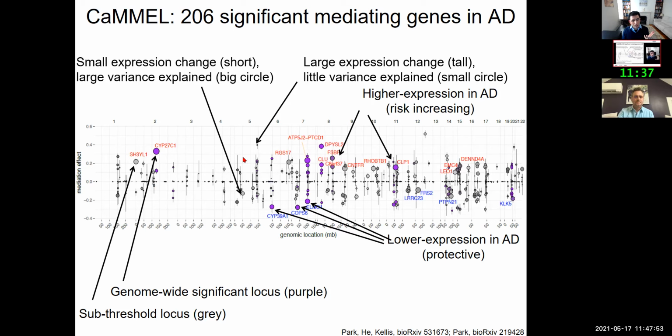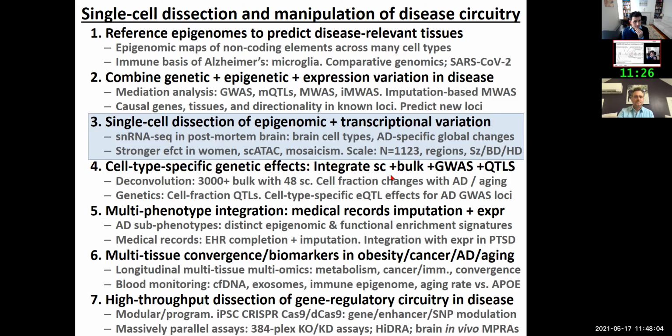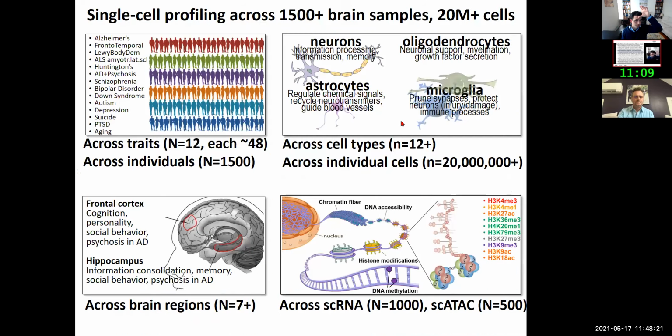But we can also look into new loci that were not previously genome-wide significant, shown here in gray, and predict additional regions that are now predicted to be causal in the disease. But everything I've told you so far has been at the global tissue level, at the bulk level. Given the realization that we had with microglia in Alzheimer's disease, we have since started looking at single cell dissection of these epigenomic and transcriptional changes.